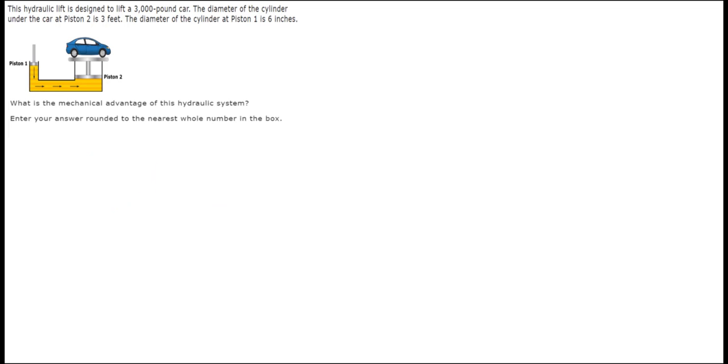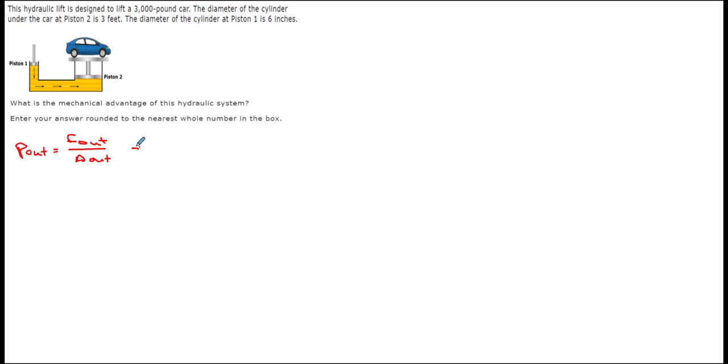Okay, the next problem requires that we apply a little bit of knowledge about Pascal's law. Pascal's law says that the pressure inside of this system, everywhere this yellow fluid is pushing, is equal everywhere inside of here. So we can find out how much pressure there is because we have a force. The pressure at the output is going to be equal to the force at the output divided by the area of the output.